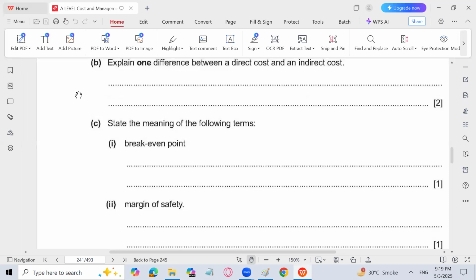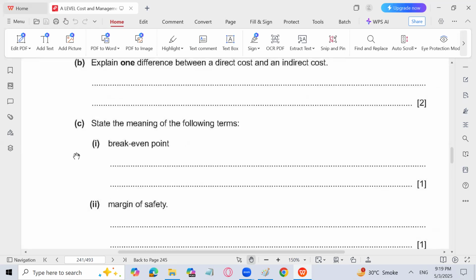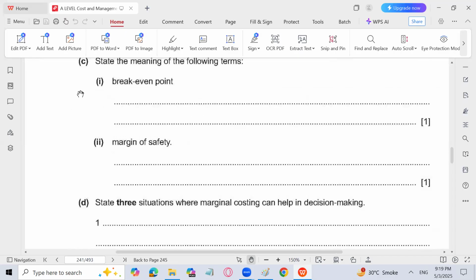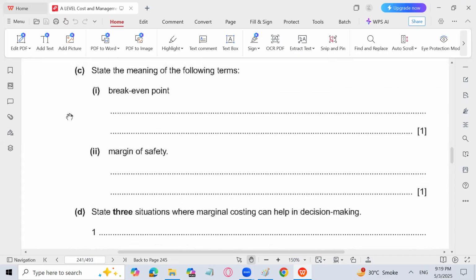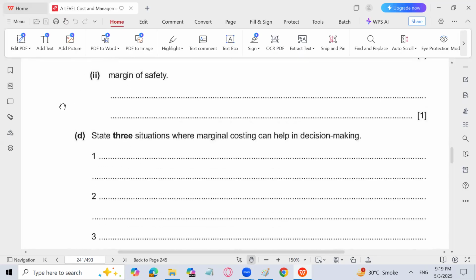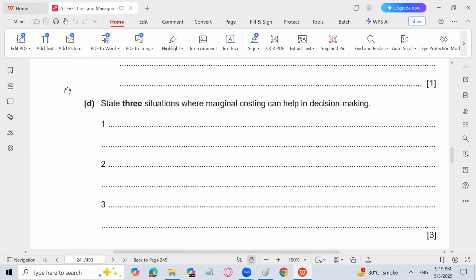State the meaning of the following terms. Break-even point is the point where we have neither a profit nor a loss. Margin of safety is the number of units that can be decreased before going into loss, or actual units sold minus break-even units sold. State three situations where marginal costing can help in decision making: accept or reject decision, make or buy decision, accepting an order below normal selling price, while calculating break-even point and margin of safety.